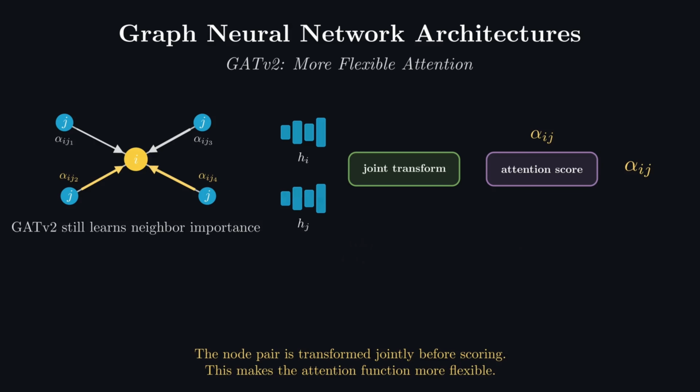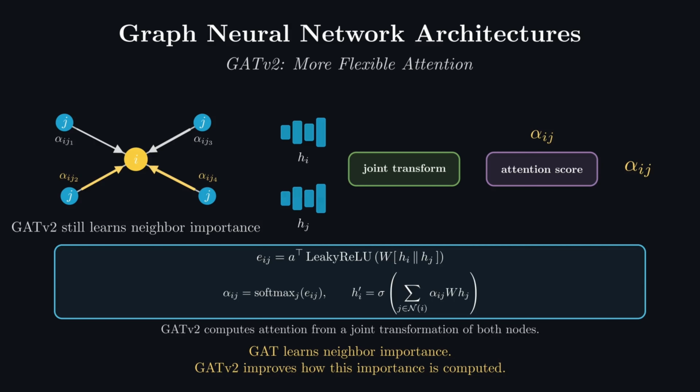Now let us look at the formula. e_ij is the raw attention score between node i and neighbor j. The vector a is a learnable attention vector. Inside the leaky ReLU, we have W applied to the concatenation of h_i and h_j. This means the two node representations are first put together and then transformed jointly. This is the central difference compared to the original GAT.